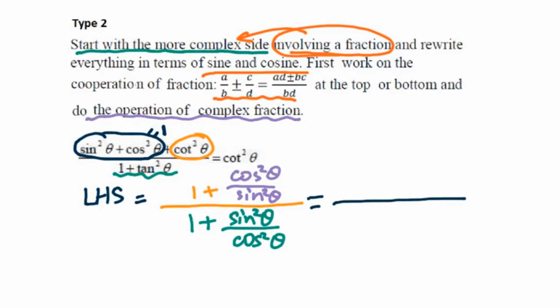So we're working on the fraction on the top and on the denominator. We put over 1. Then we do denominator multiply, then cross multiply. We got sine square theta. Cross multiply, we got sine square theta plus cosine square theta.